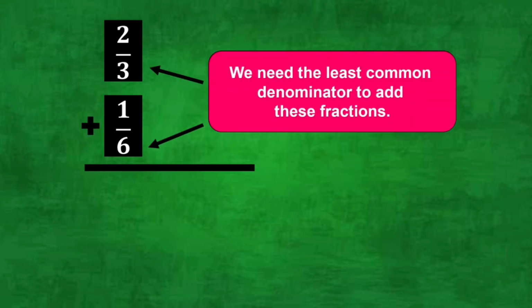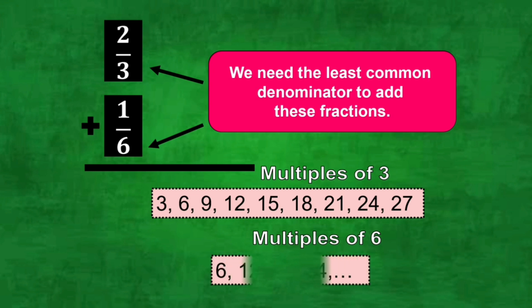Next example, 2/3 plus 1/6. Again, we need the least common denominator to add these fractions. Let us list the multiples of 3 and 6. Now the LCD is 6. Very good.